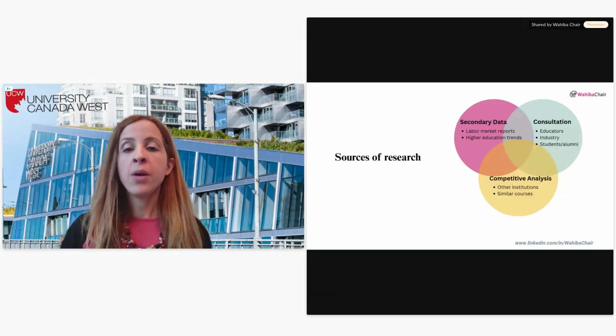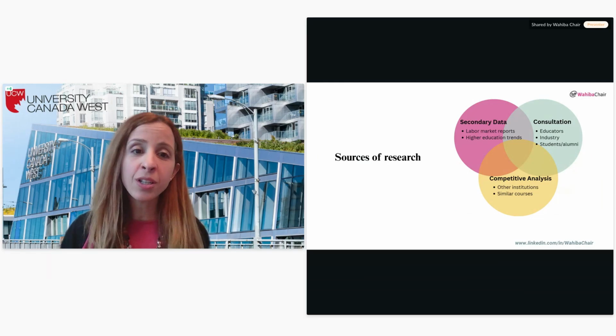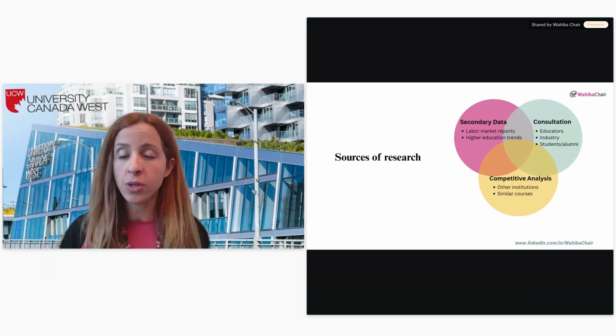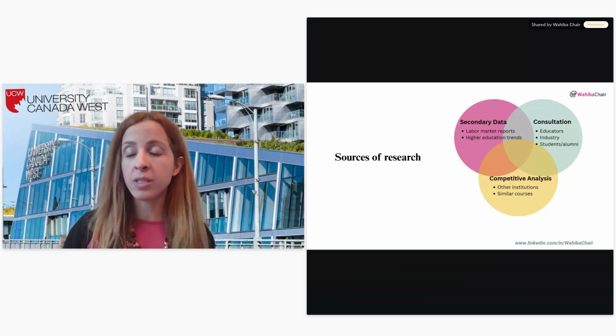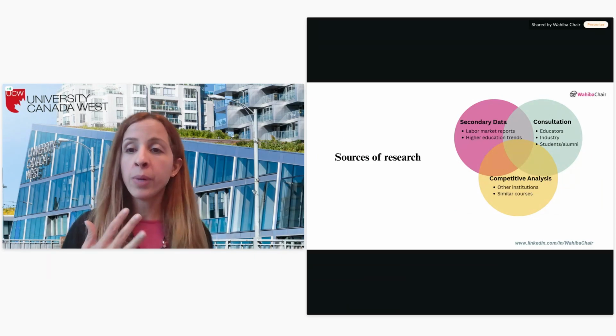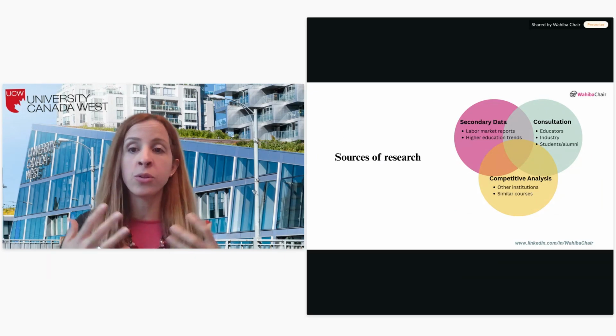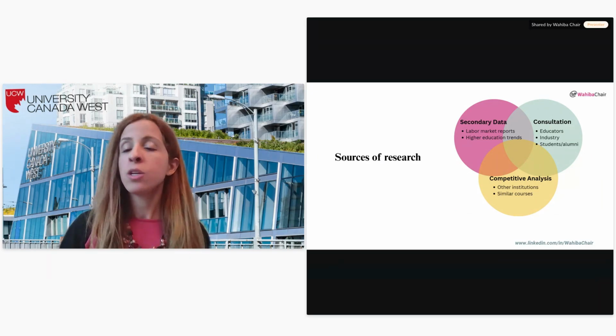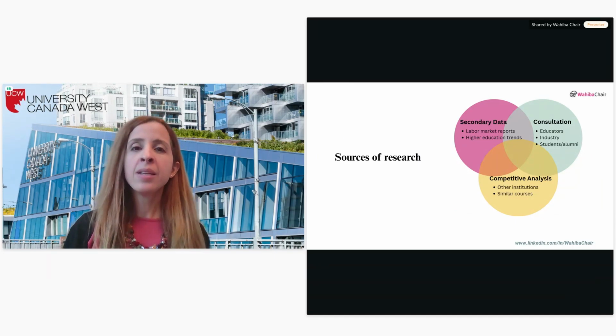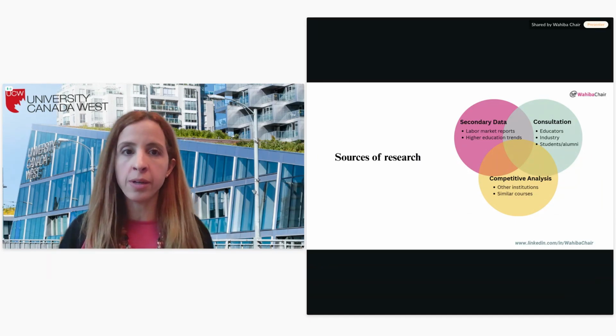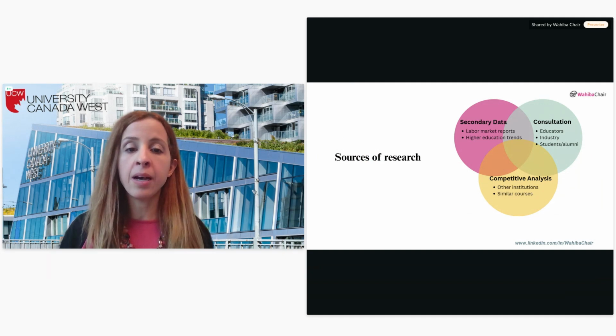Now, when it comes to research, I find we often tend to rely on secondary research because, let's face it, it's readily available, it's more affordable. So things like labeled market data, consulting with other educators, with industry, talking to students and alumni is very important, even informally. And then it's important to see what else is out there. Things like, what other institutions are doing, because that way we can position our course more uniquely.